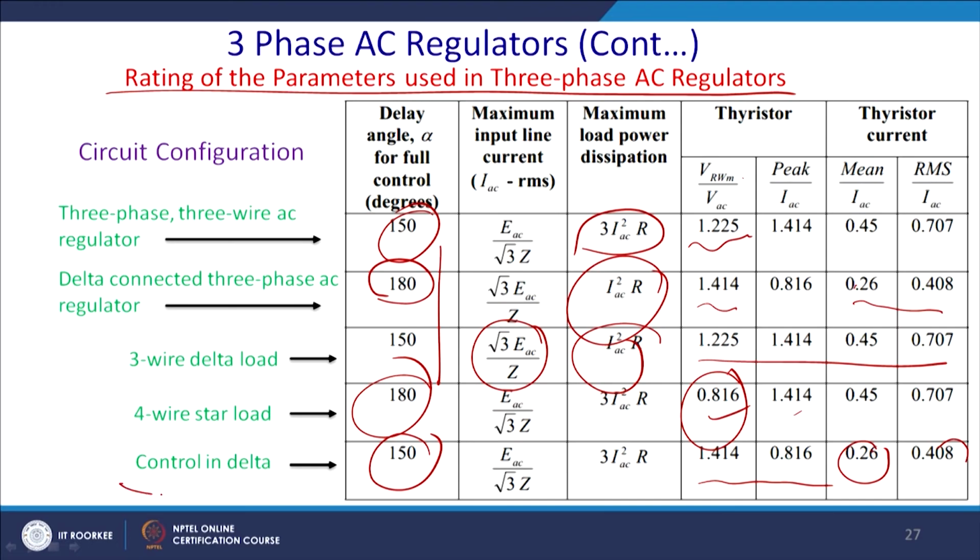So, for this reason, control delta is sometimes preferred over the delta-connected 3 phase normal load.